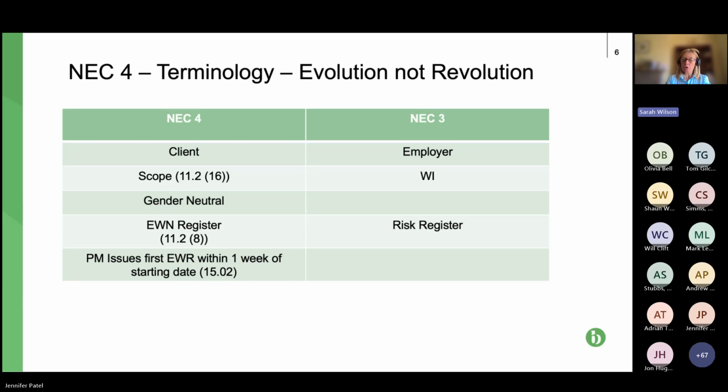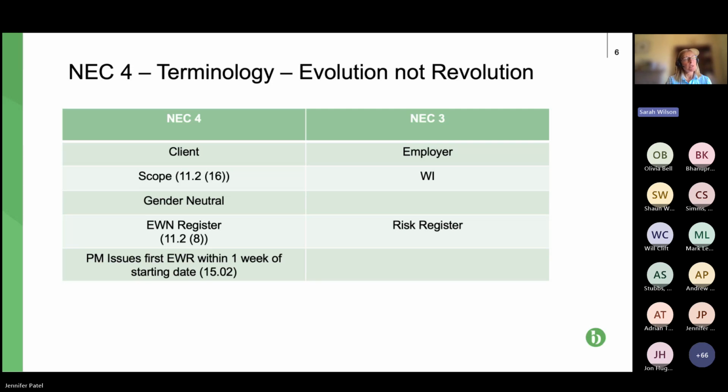And the register should not be used to reallocate risks. I've seen contractors and subcontractors try to do this when they're negotiating the contract, and you typically will end up with a conflict in your contract where the register might allocate the risk to one party, and the contract itself allocates it to another. So just be really careful about that. And finally here, there's a requirement for the project manager, the PM, to issue this early warning register within 1 week of the starting date.